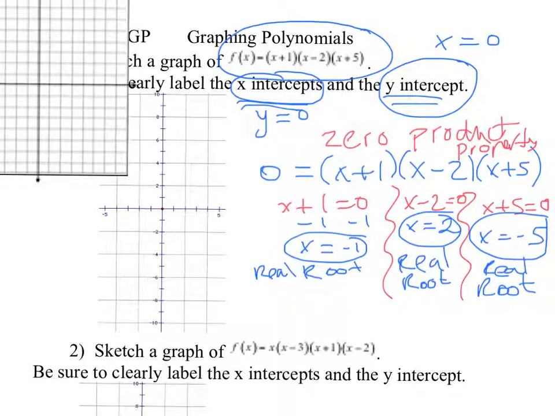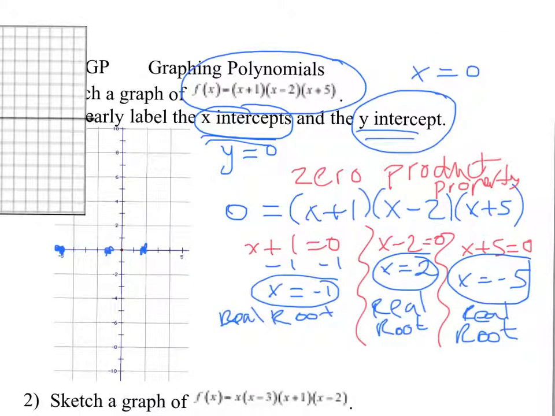Okay, let's see how I could do this. Negative 1 right here. Then we have another one at x = 2. And we have another x-intercept at -5. Bear with me, I'm using my fingers, so that's why I'm not getting accurate points. But you would put one at each corresponding number.